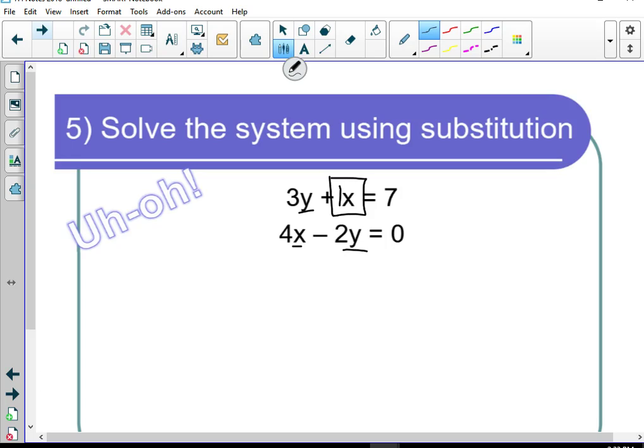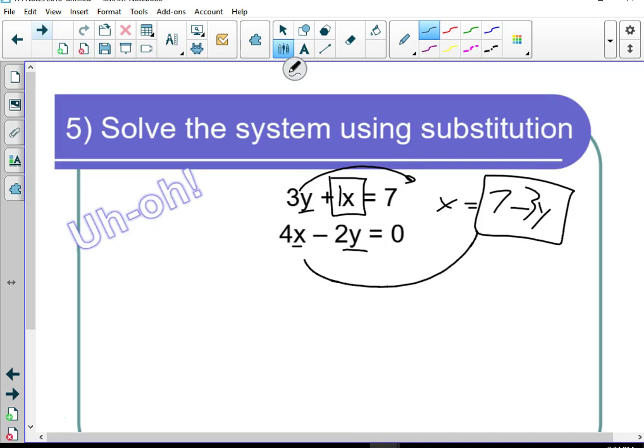To get that by itself, we're going to subtract 3y. So we're going to get 7 minus 3y. That's what x is equal to. Now, you could write negative 3y plus 7. It makes no difference. I'm going to take this and I'm going to plop it in right there. 4 parentheses, 7 minus 3y. Don't forget this. Minus 2y equals 0.